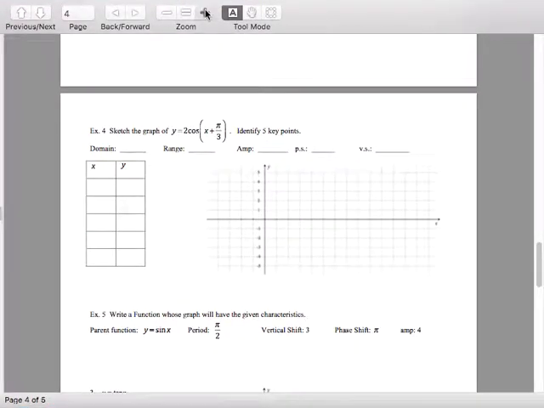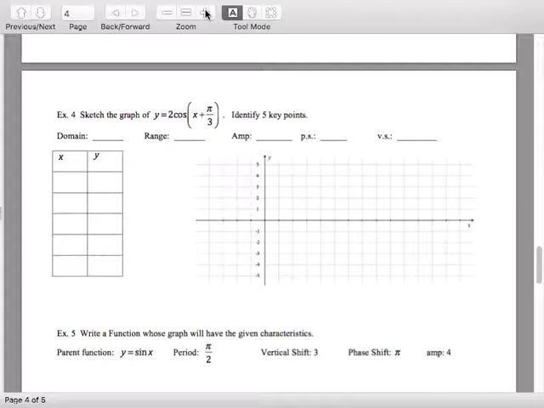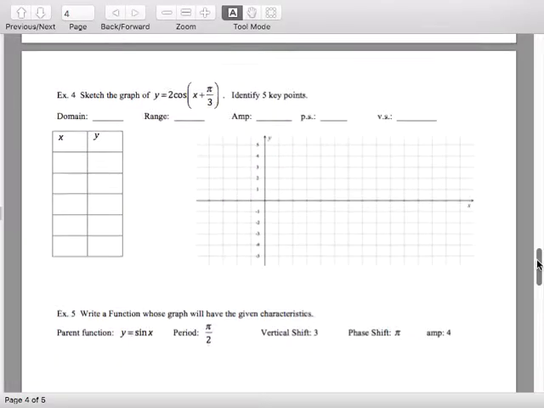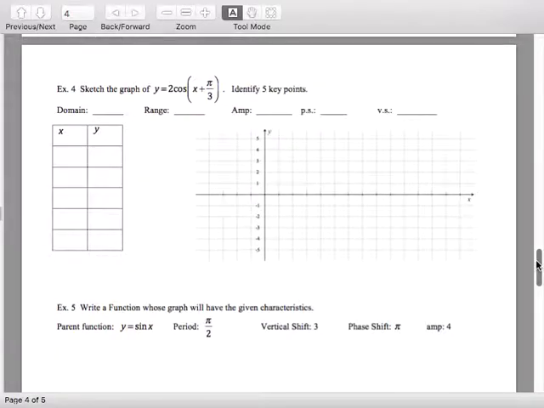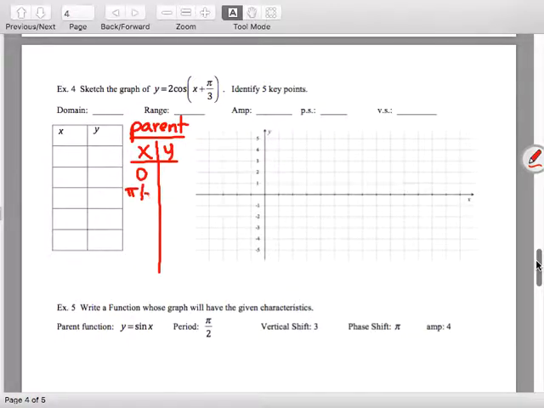So example 4, and I believe I asked you to try this one. It says, sketch the graph of y equals 2 cosine the quantity x plus pi over 3. In example 4, this is not new from yesterday. This is just reinforcing what we did. So I've got my parent function. I'm going to create a table with my 5 key points.